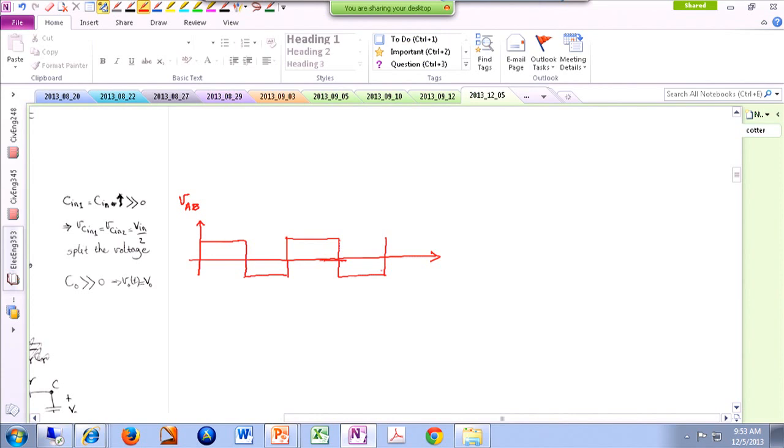So this is VAB for 2 periods. Here the level is Vin over 2. And here the level is negative Vin over 2. All right, so this is VAB.